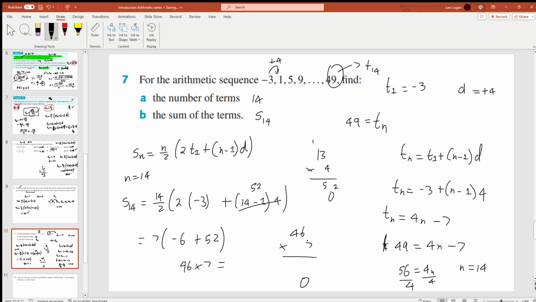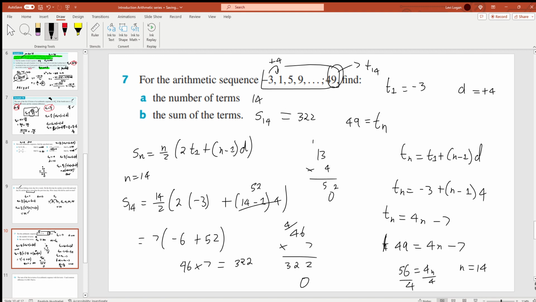6 times by 7 is 42. So 4 goes up here, 2 goes down there. 4 times by 7 is 28, plus 4 will be 32. So we're going to get 322. So your sum is 322. So if you add all those guys up together, you'll get 322, which sounds about right, because a lot of those are whole full numbers.